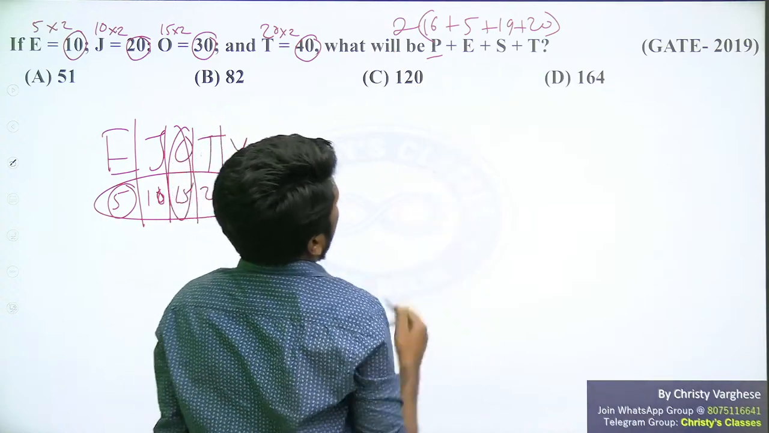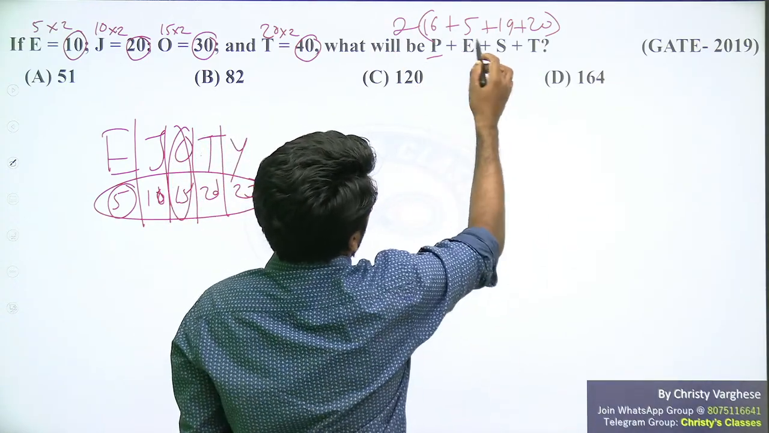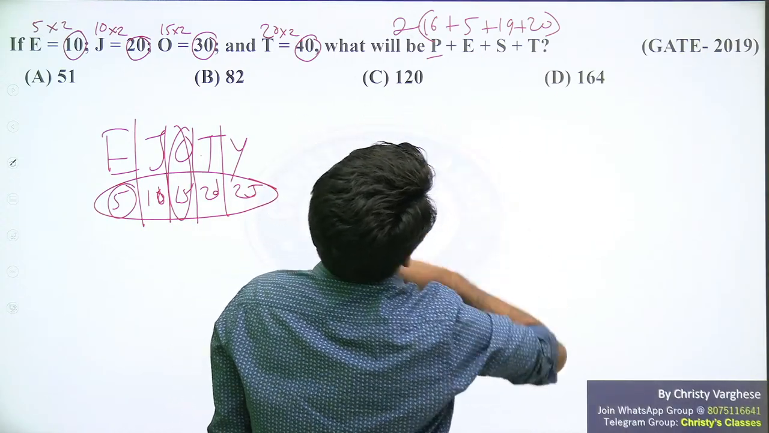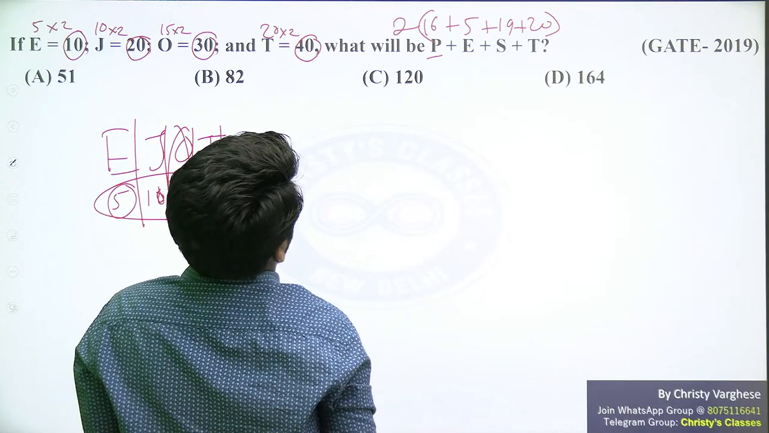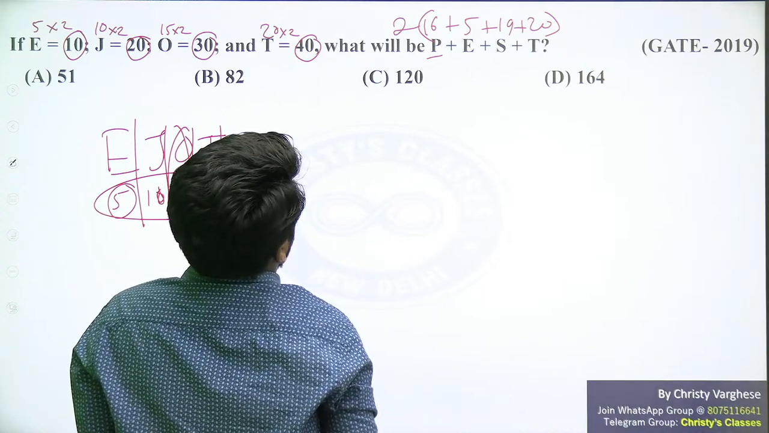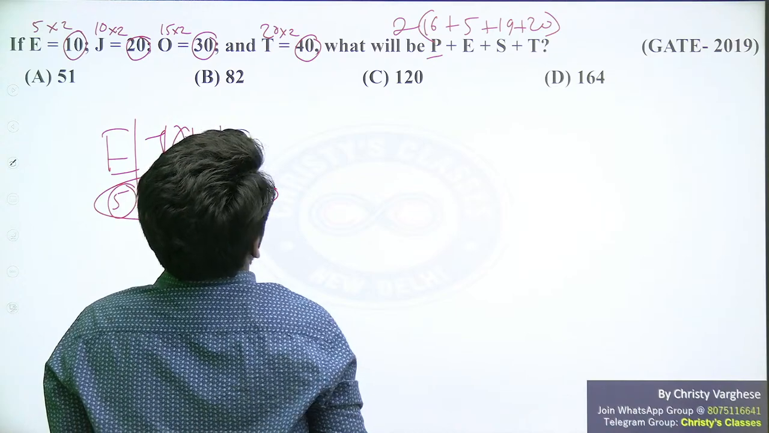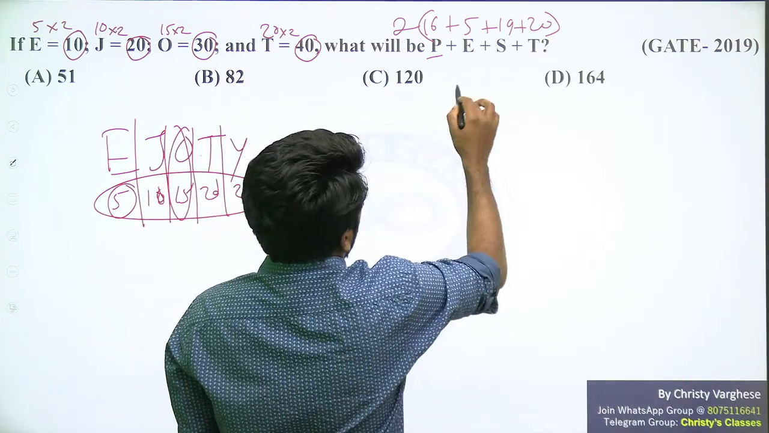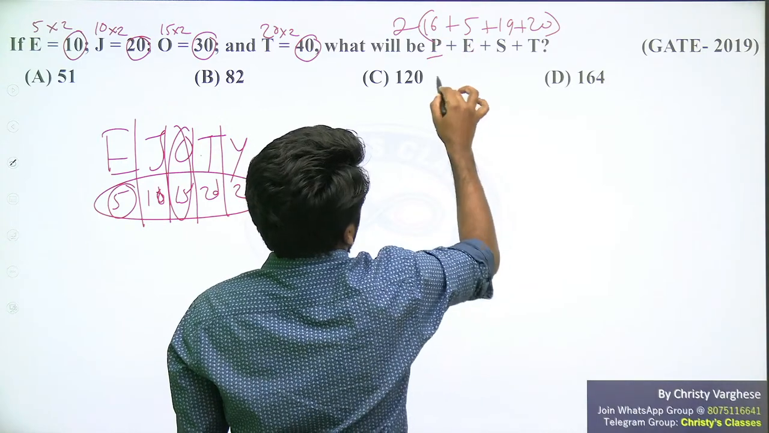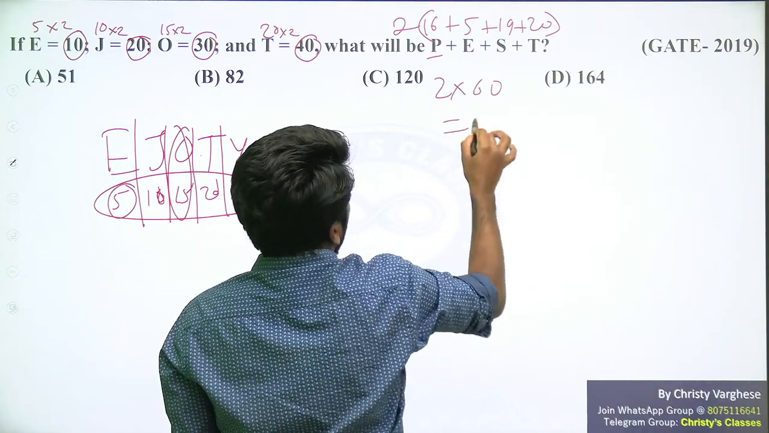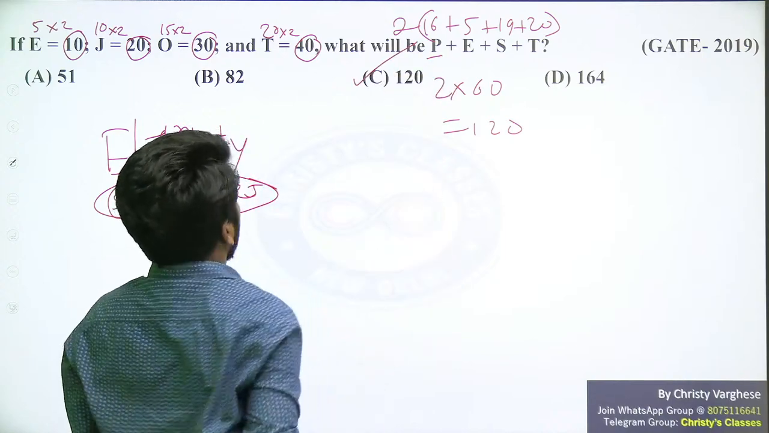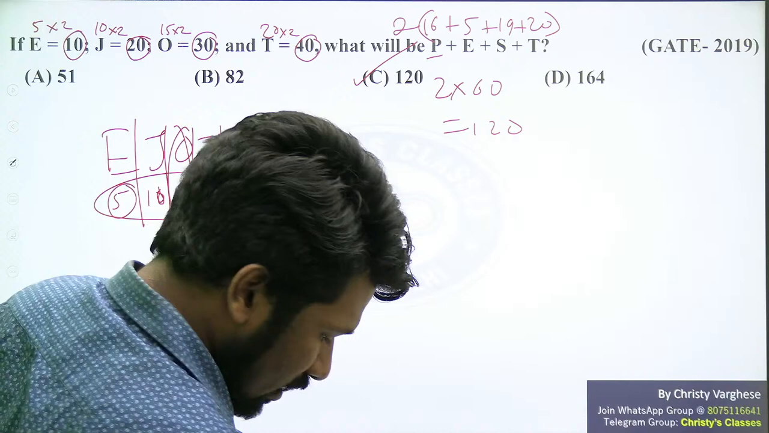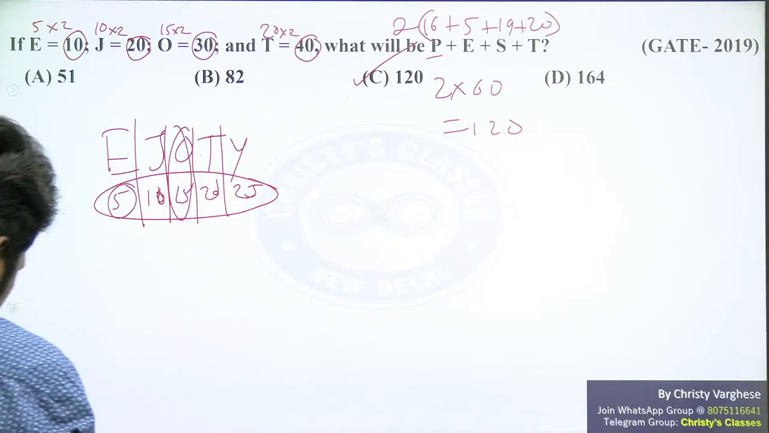So when you add it up, what are you getting? 20, 25, 60, right? 60 you are getting. 20 plus 20 plus 20, 60 you will be getting. 60 doubled is 120. So 120 is the correct answer. Is this clear to all of you? A little bit trickier than the previous question, but it is simple only.